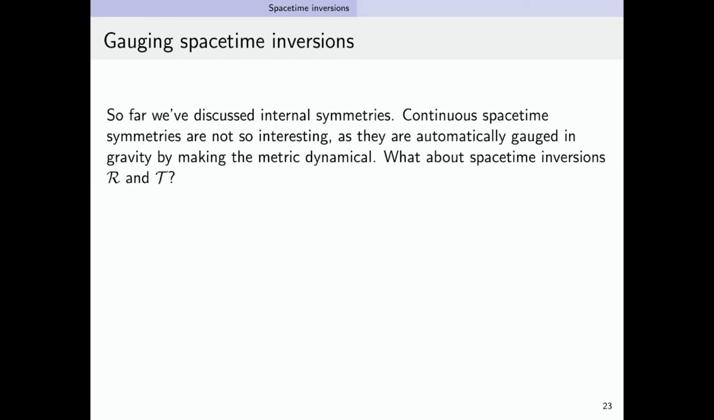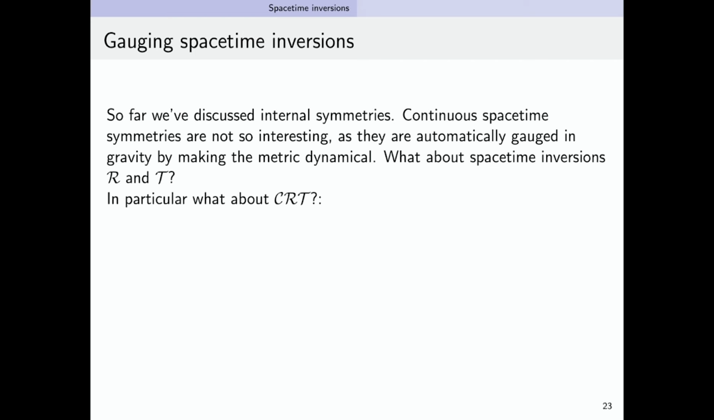Continuous spacetime symmetries are kind of boring in gravity because they're always gauged, right? Just making the metric dynamical is going to gauge the identity component of the diff group. But what about spacetime inversions like R and T? R sometimes people say parity. Parity only makes sense in even spacetime dimensions. So R means you reflect one spatial direction. That's how parity should have been defined in the first place.